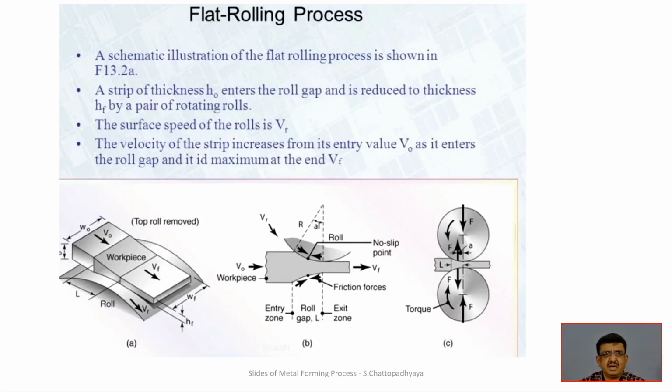Some schematic diagram is shown, strip of definite thickness of H0 with some roll gap, it is introduced with some velocity VR. Velocity of the strip increases from its entry value and enters the roll gap, and with some maximum speed, and those things are calculated to find out the productivity and the deformation characteristics in the rolling process.